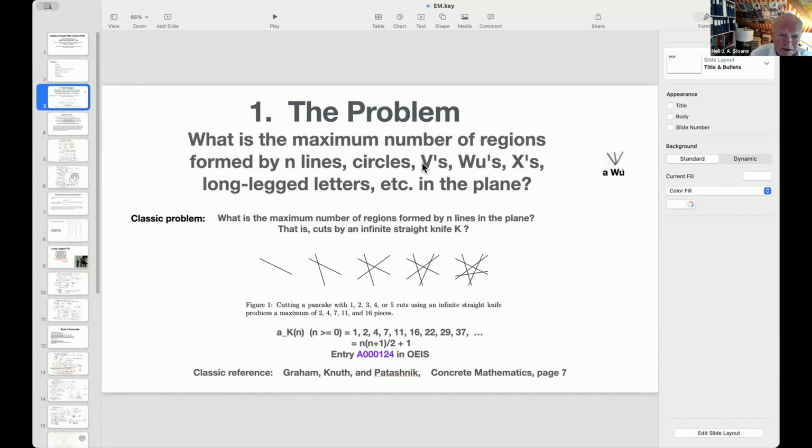And you might even have a V-shaped knife, like an example in Concrete Mathematics. And generalizing that, you might even have a woo-shaped knife. In case you're not familiar with a woo, it's like a V with 3 arms. And if you look it up with one of those shape recognizing programs, it'll tell you that it's one of the symbols in the Canadian Aboriginal set of symbols, on the Unicode symbols. Anyway, that's a woo. But I think of it mostly as a V with 3 arms. There are also X's, long-legged letters, etc.